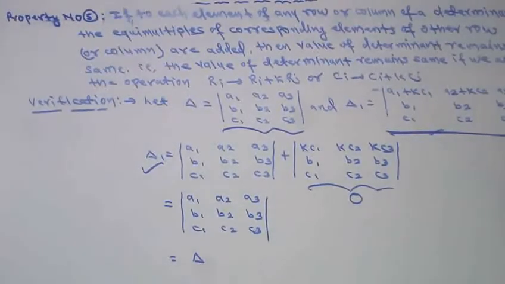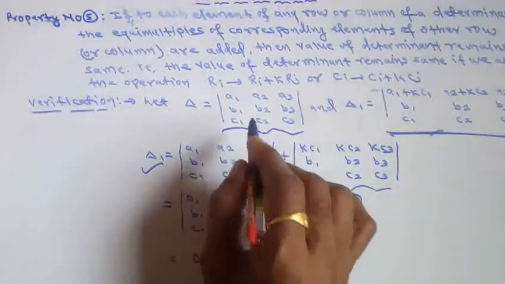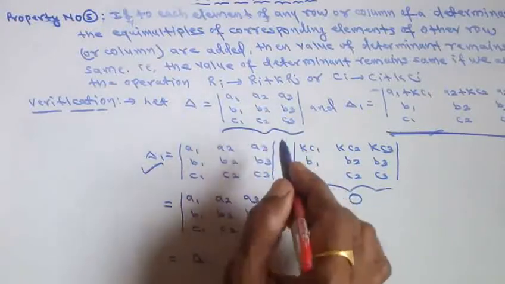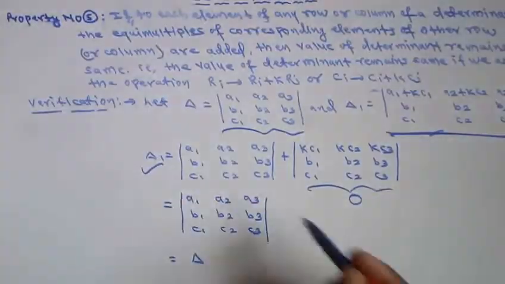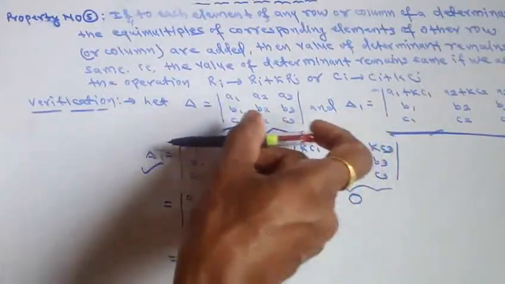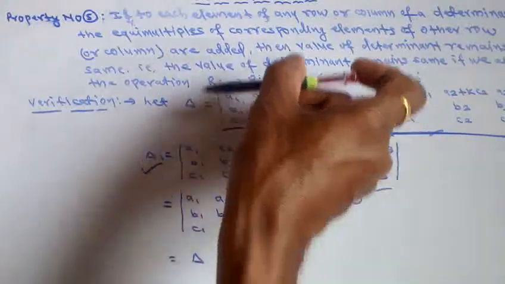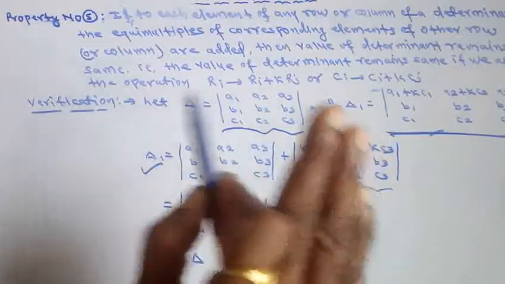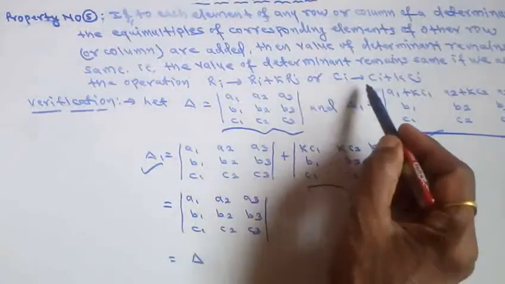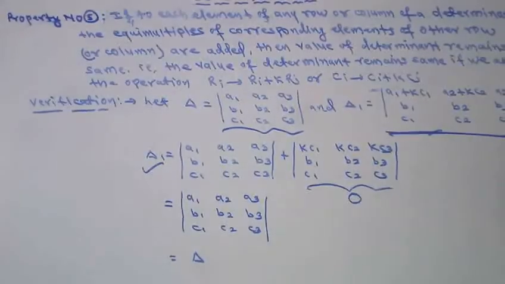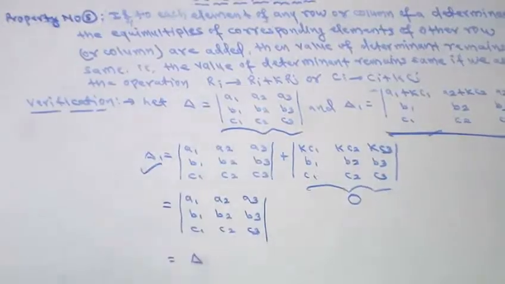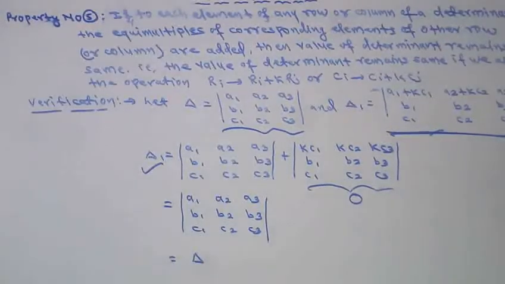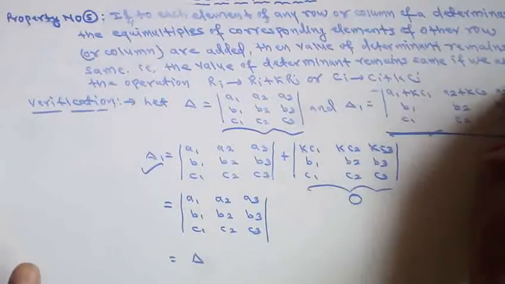Means this delta and this delta 1 are equal. So I can use this property like this. If A1, A2, A3, B1, B2, B3, C1, C2, C3 is the determinant, it means I can add multiples of the numbers of R3 or any row to any row. Or I can apply the same property on columns also: Ci as Ci plus k times Cj. Therefore there will be no change in the determinant. So this is the last property, that is property number 6. Okay, so let us verify this by taking an example.